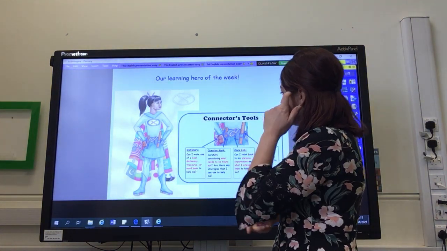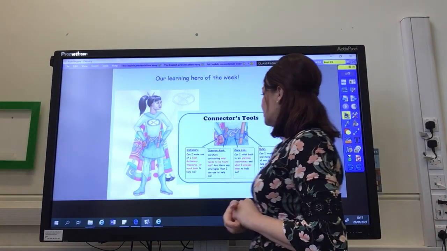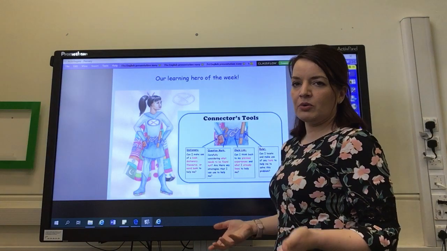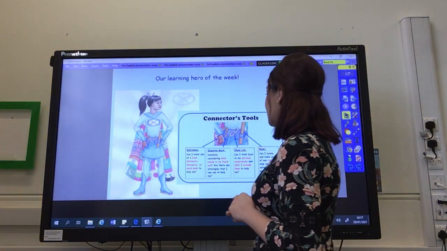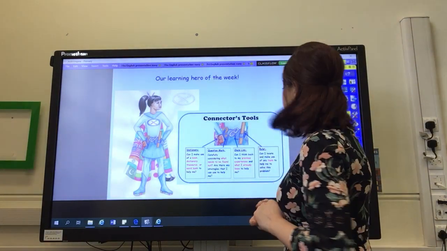The next thing on her toolbar is a question mark, and that is because the connector is very good at asking questions. She thinks about what she needs to find out. She thinks, are there any strategies that she can use to help her? And you need to do that in your work too this week.